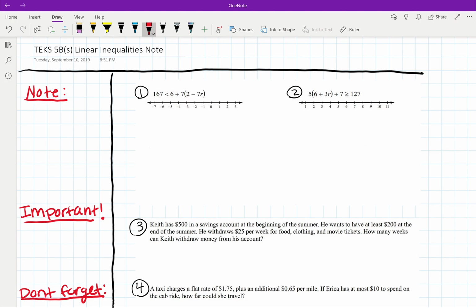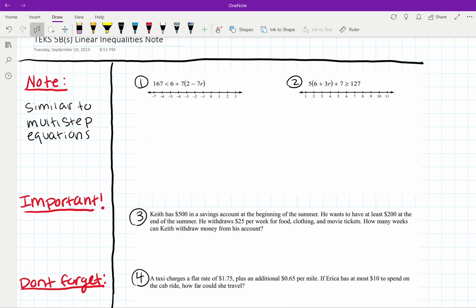5BS, Linear Inequalities Notes. So we are starting a new TEK, so this is about linear inequalities. Over to the side of our notes where it says note, I want you guys to keep in mind that solving these inequalities is similar to multi-step equations. So you're going to do the exact same steps as multi-step equations, except this time we need to pay attention to the inequalities.